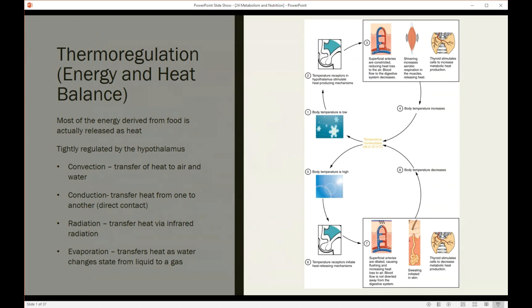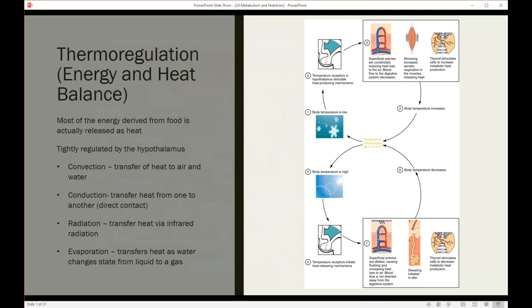Conduction is the transfer of heat from one object to another. This is direct contact. Radiation is when we transfer heat via infrared radiation. And then evaporation transfers heat as water changes state from liquid to a gas, like when we have the evaporation of our sweat off of our skin.